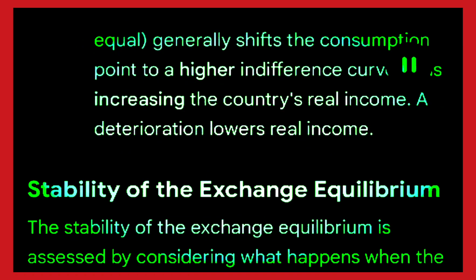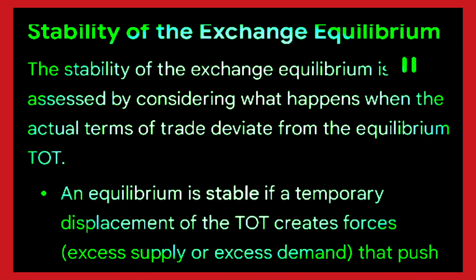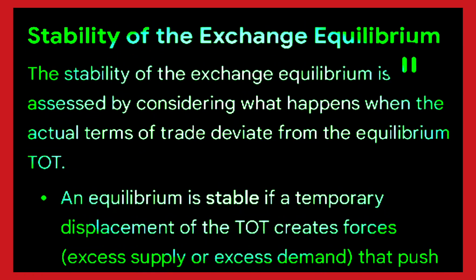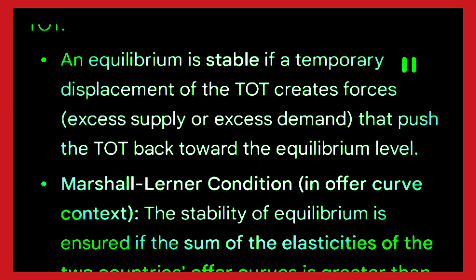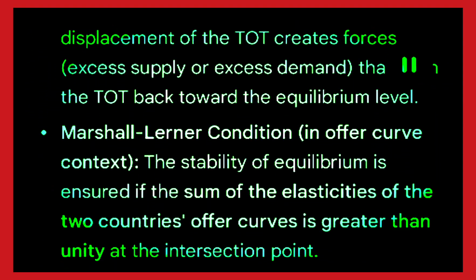Stability of the exchange equilibrium. The stability of the exchange equilibrium is assessed by considering what happens when the actual terms of trade deviate from the equilibrium TOT. An equilibrium is stable if a temporary displacement of the TOT creates forces, excess supply or excess demand, that push the TOT back toward the equilibrium level.